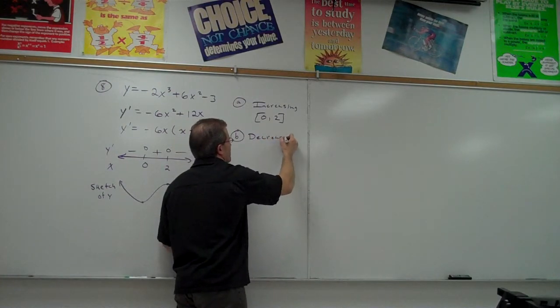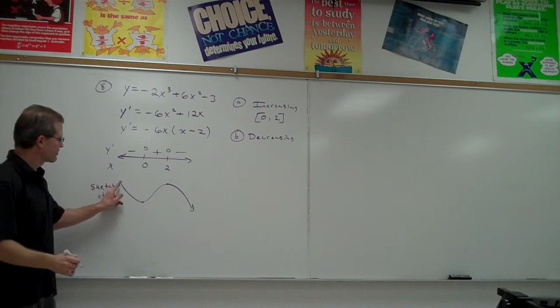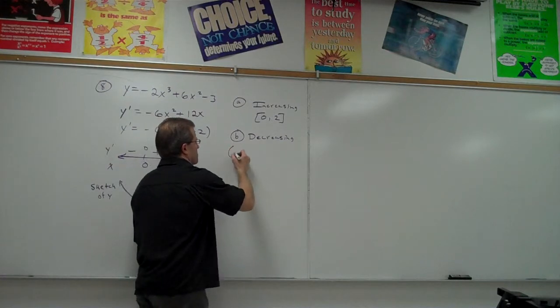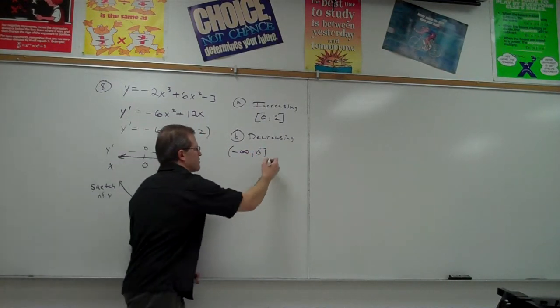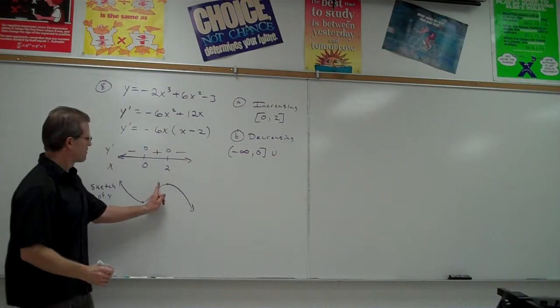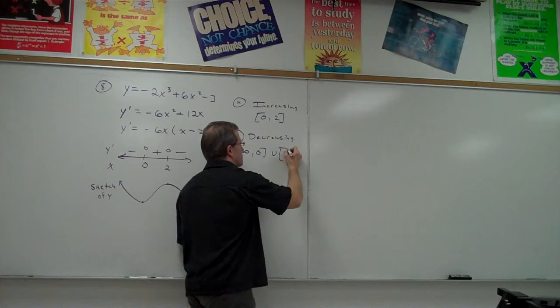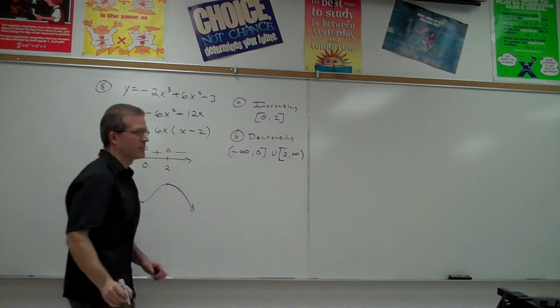Decreasing, be decreasing at the left, far left of the graph, so from negative infinity to 0. Include 0. Also, so use union symbol, from 2 to infinity and be decreasing there also. Include the 2. Any questions about that?